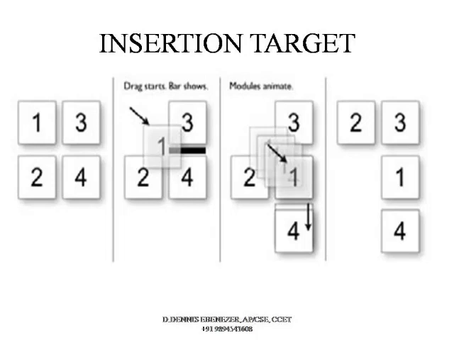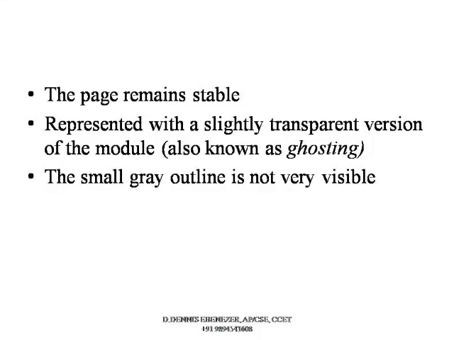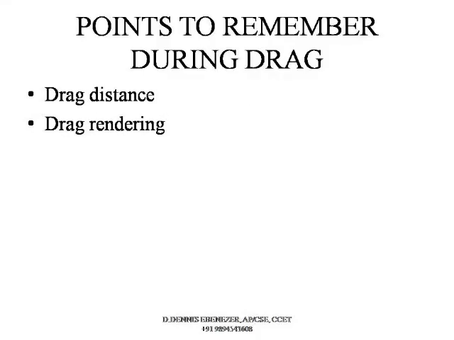In this method, the boundary will not be visible, but a gray outline box will be visible when dragging the object, and it will end in the place where it has to be dropped. By using this method, we can maintain the stability of the page. When using this method, the dragged object will be transparent when moving until the point when it is dropped.